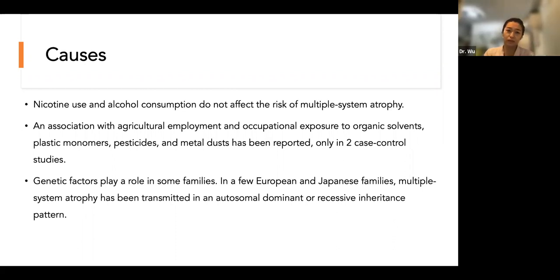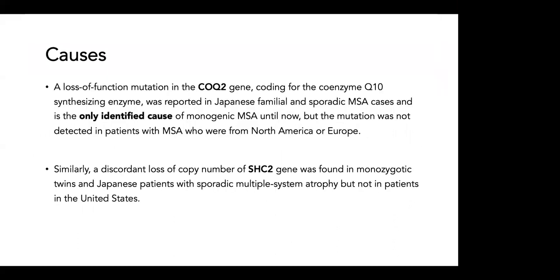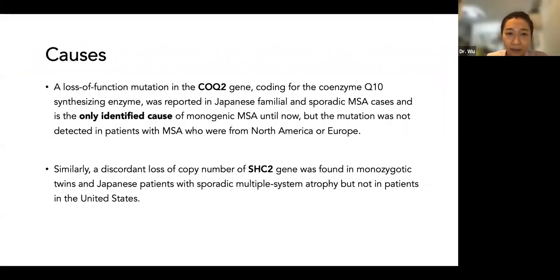And genetic factors play a role in some families. In a few European and Japanese families, MSA has been transmitted in an autosomal dominant or recessive inheritance pattern. There are 3 genes correlated with the cause of MSA. The first one is the COQ2 gene. The loss of function mutation in the COQ2 gene was reported in Japanese families, and it is the only identified cause of monogenic MSA until now. But the mutation was not detected in patients from North America or Europe.